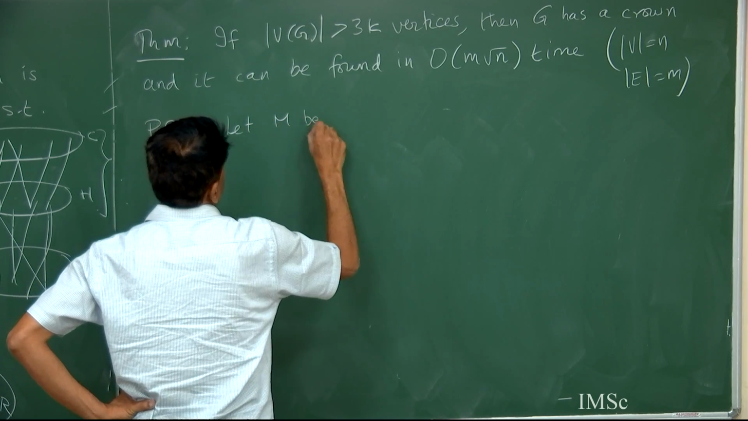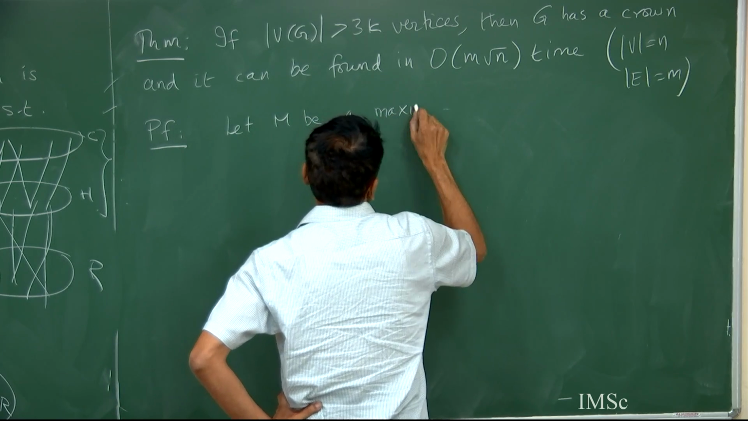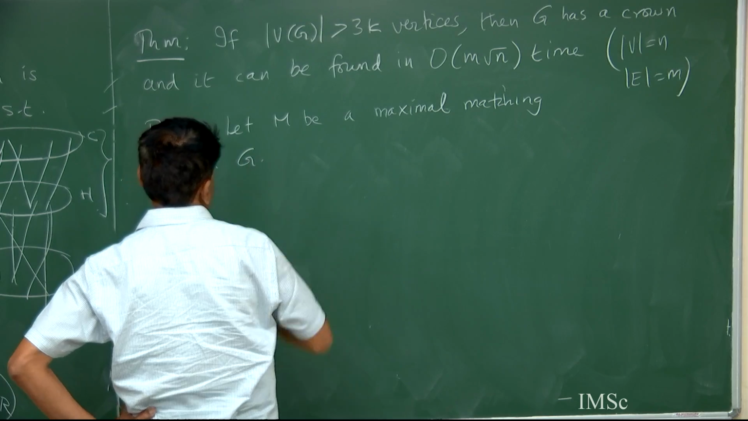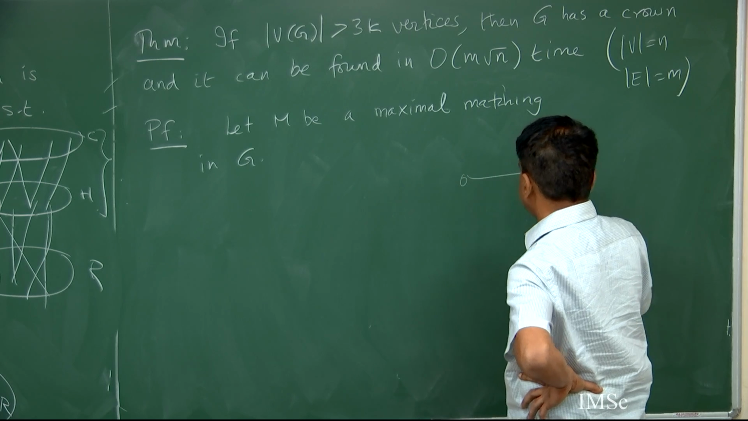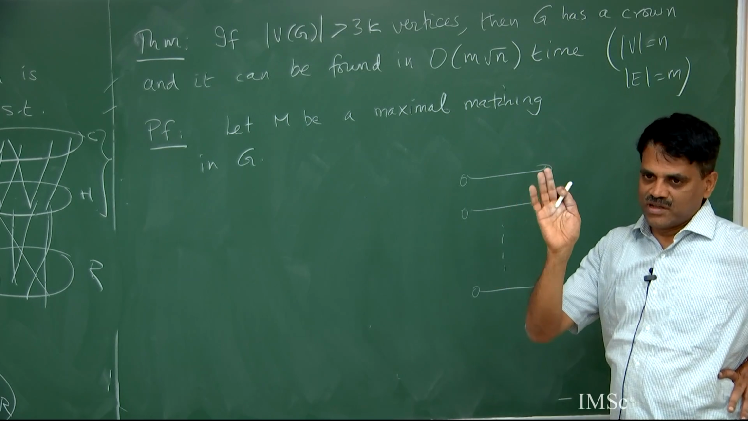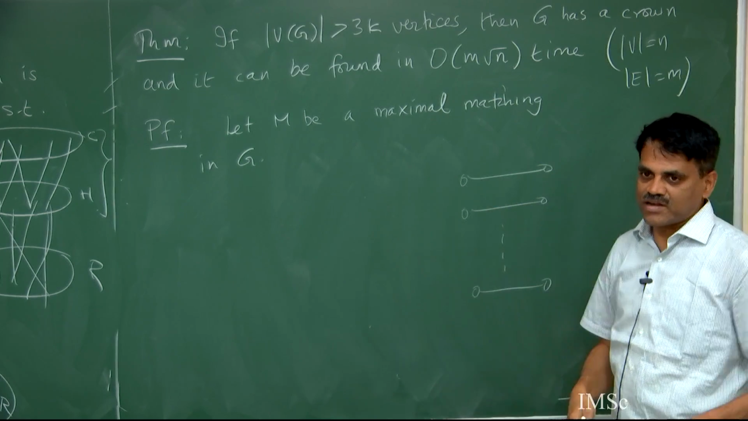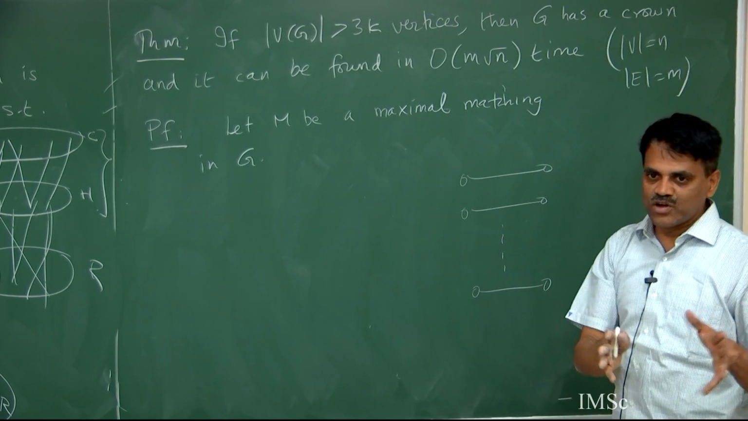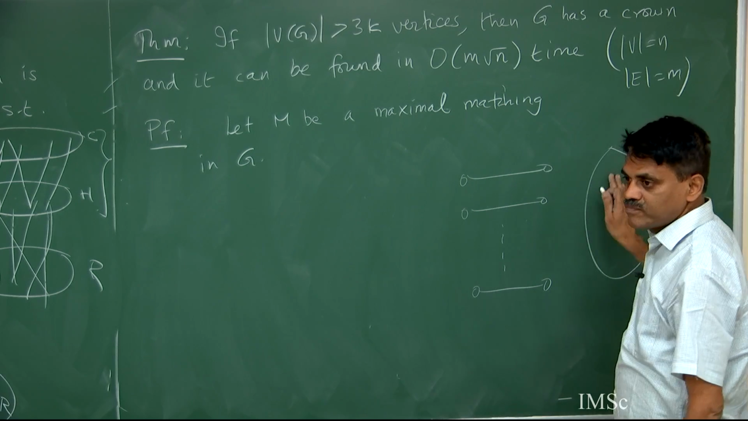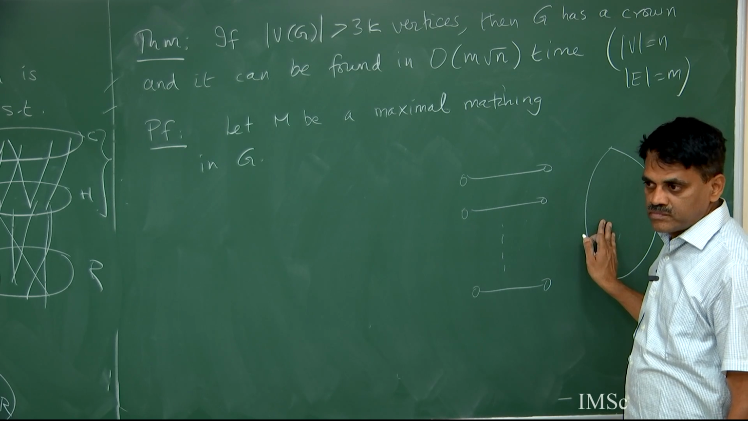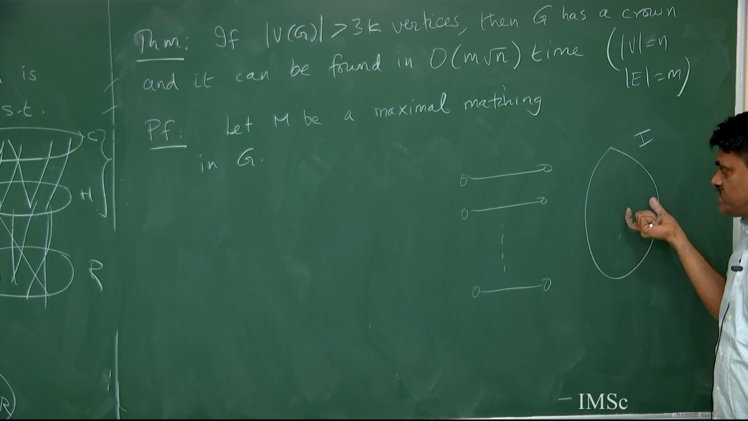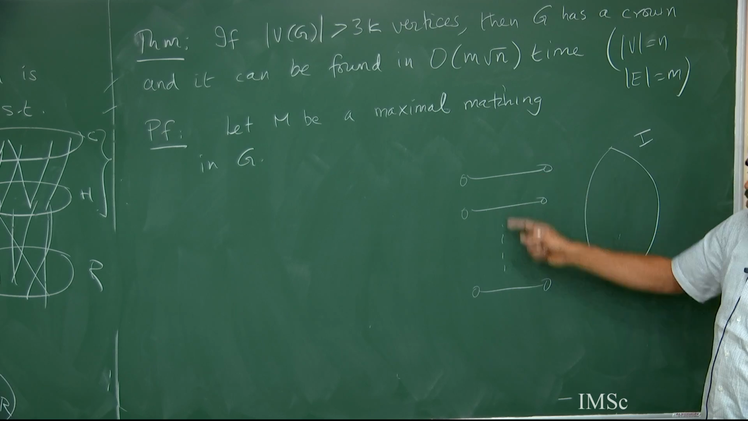Okay, so let M be a maximal matching in G. So that's my M. I find a maximal matching. Maximal is pretty easy. Maximum requires so much work, but maximal is even easier. Pick an edge, delete all edges incident on its endpoints, go find another edge and keep doing it, right? So this is my M. What can you say about the remaining graph? There are no edges here. So this is independent. Let's call this I. Because if I had an edge here, I would have added it to the maximal matching. So this is independent and this is a maximal matching.